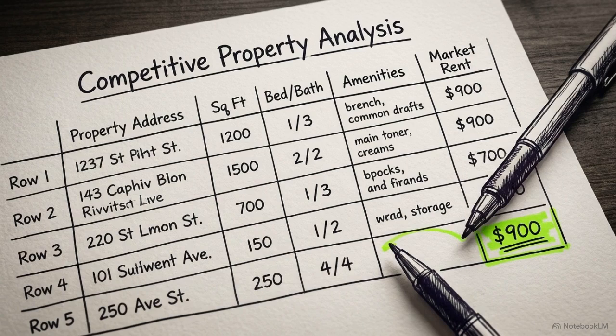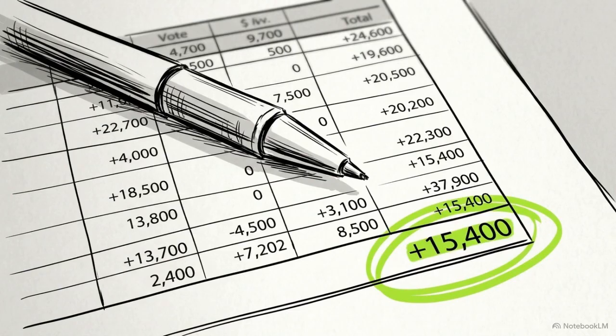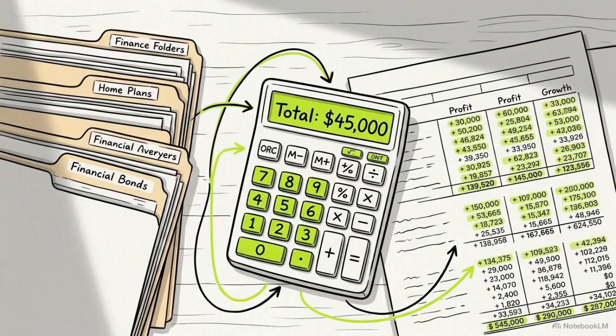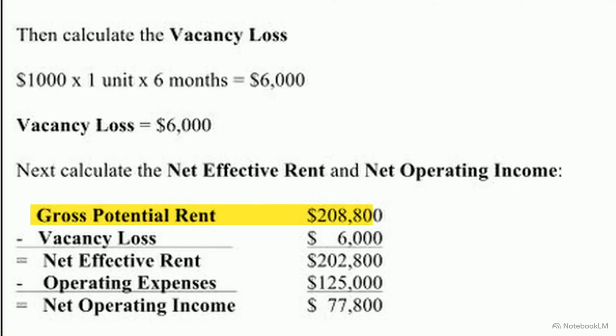Setting rent is not guesswork. It is a direct mathematical calculation based entirely on the specific competitive advantages or deficiencies of your property. Next, we move to the financial model. Net operating income, or NOI, is the most critical measure of a property's financial health and its ability to pay its bills. This table shows exactly how to calculate it.